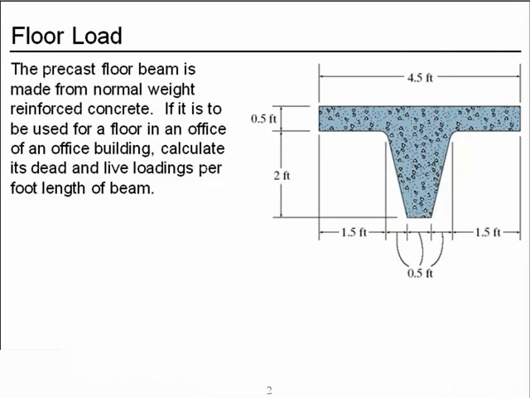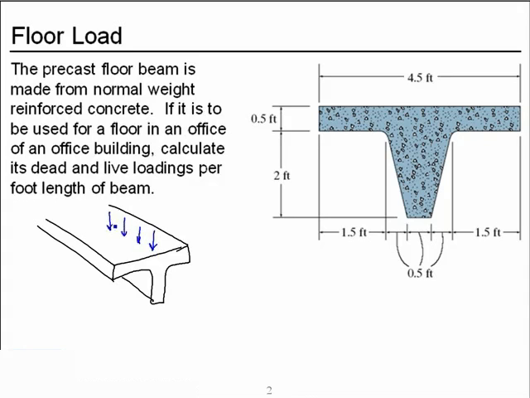Now this is a sketch of the cross section of the beam, but it has a third dimension. So if we draw this cross section in an isometric view, you can see the third dimension of the precast beam. Now the loads we want to find are going to be converted into a resultant line load acting along the beam, or acting per foot length of the beam.